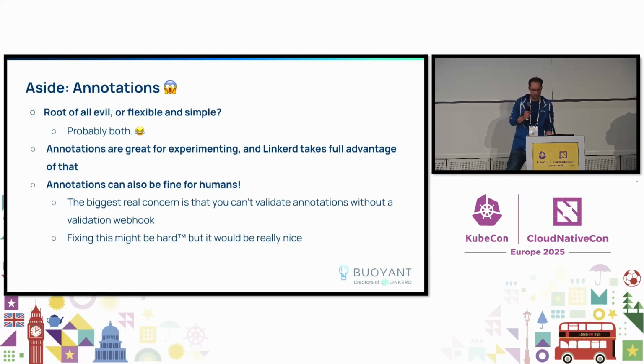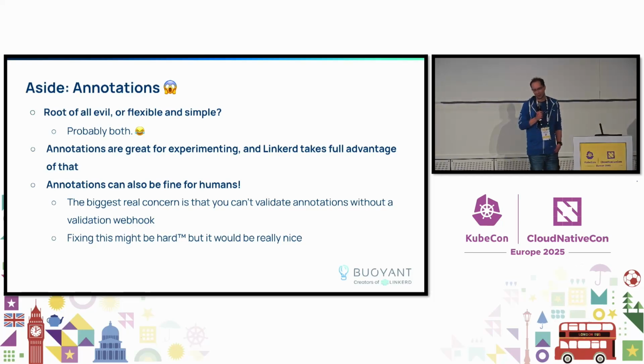Annotations, and I've got 30 seconds to speed up. Root of evil or flexibility? Probably both. Annotations are great for experimenting, and Linkerd takes full advantage of that. Annotations can be fine for humans. The biggest concern is validating them. We use webhooks, and it's not native. Right now, there's no way to validate that in Kubernetes, and fixing it may be hard.